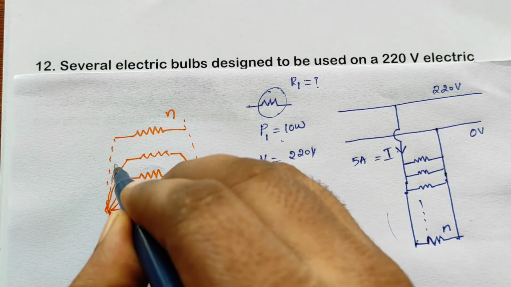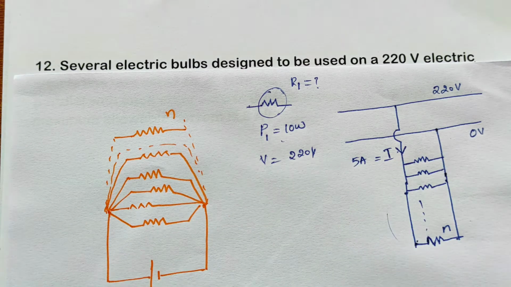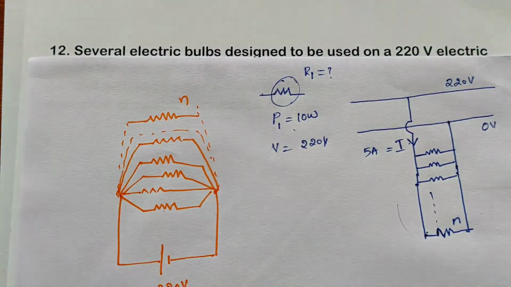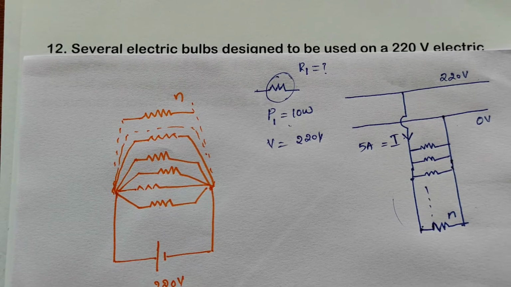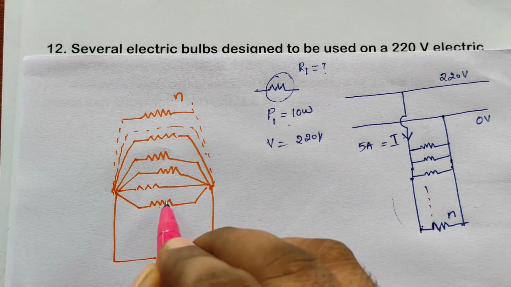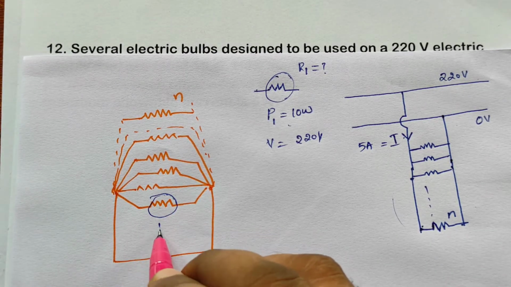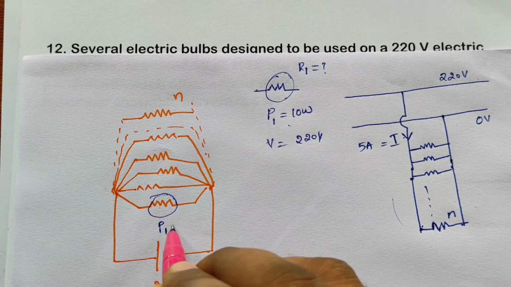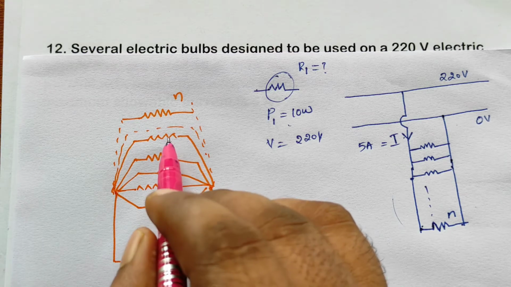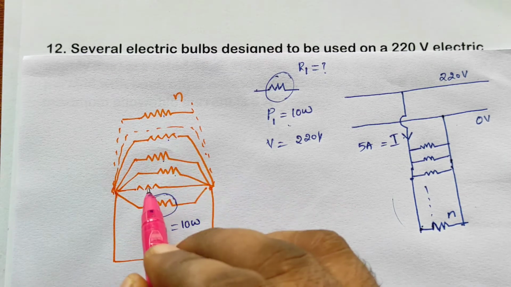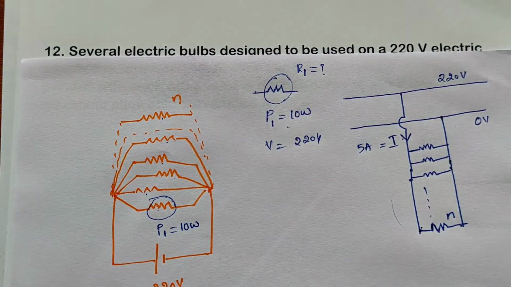So n resistors you can draw like this. This is 220 volts that we know, and we also know another thing, that is power. So each resistor's power we know. Power P1 is equal to 10 watts. For this also power 10 watts, for this also, and for this also. For all resistors, power is 10 watts only.